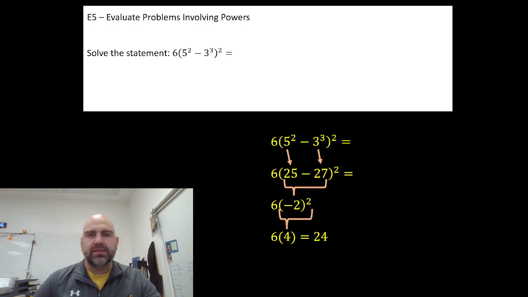Now, a couple little things to be aware of, a couple mistakes that I've seen and that as a teacher I see regularly. Some students are going to forget to square first, and they're going to multiply 6 and -2 together, and then square that answer. We have to square what was inside the brackets first, before we do any multiplying.